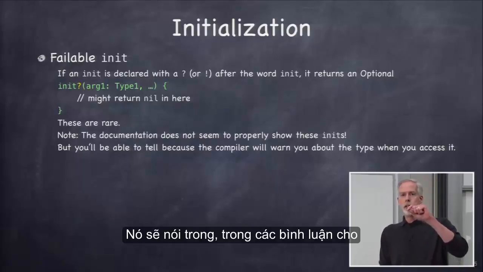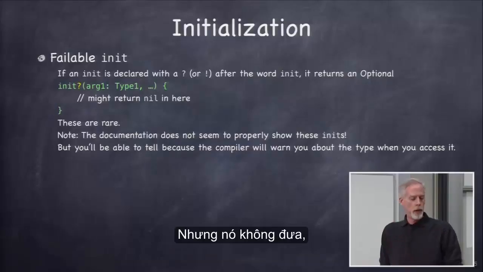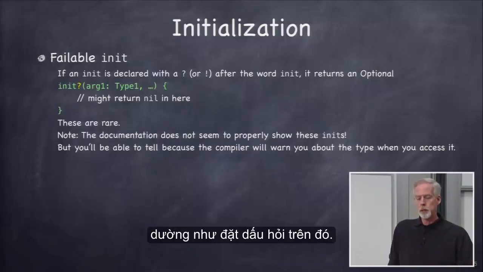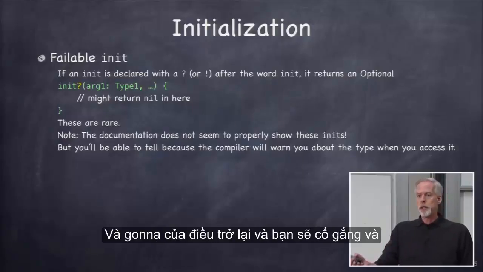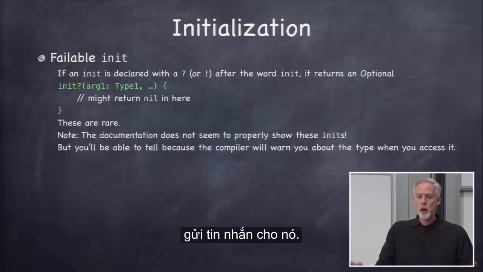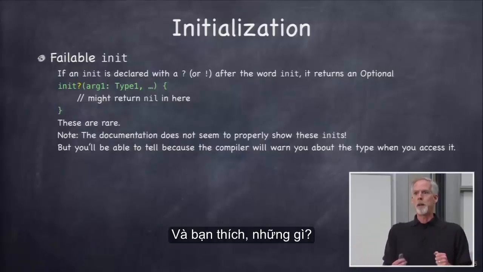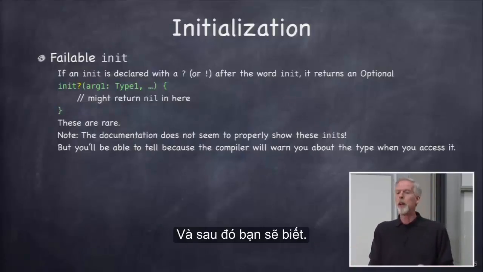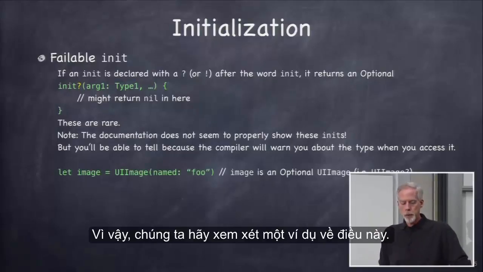It will say in the comment for the init that this can return nil if it fails, but it doesn't seem to put the question mark on there. But that's okay, because when you start using it, you're going to call this initializer, and the thing's going to come back, and you're going to try and send messages to it, and it's going to say, this is an optional, does not respond to the method. And you're like, what? It's an optional? And then you're going to know, oh, the initializer was failable. So let's look at an example of this.